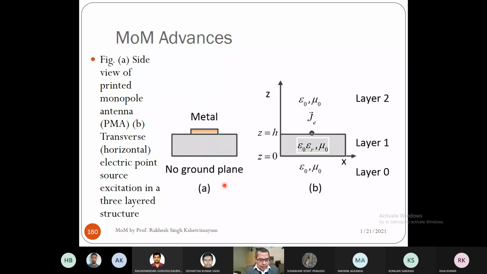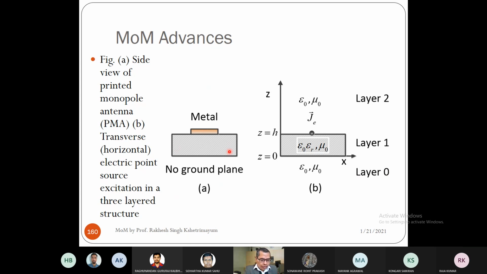So how many layers is this structure? Now this layer, which is below the substrate, you call it layer 0. We have considered a multi-layer structure along the z-axis. You assume that this is the z-axis. We have one layer which is free space below this substrate. Obviously free space will have material parameters of mu naught and epsilon naught. This layer we call layer 0.